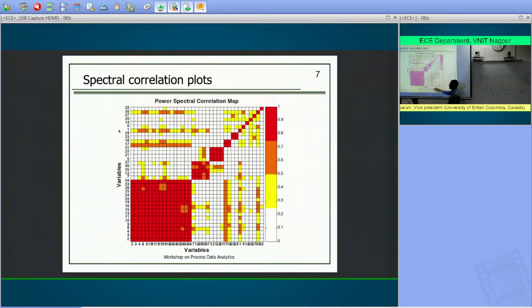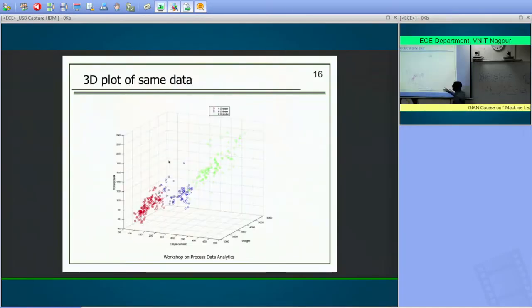3D plot of the same data. That's also very helpful often. In the next lecture, we're going to talk about principal component analysis. If you have highly correlated data, you will find that these data fall on a hyperplane within the three-dimensional space.